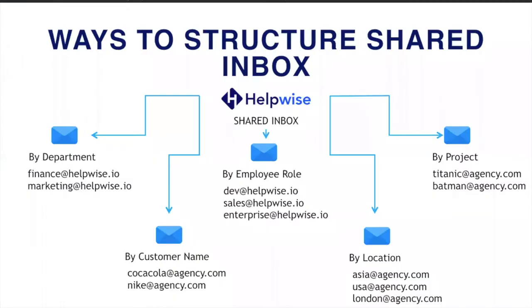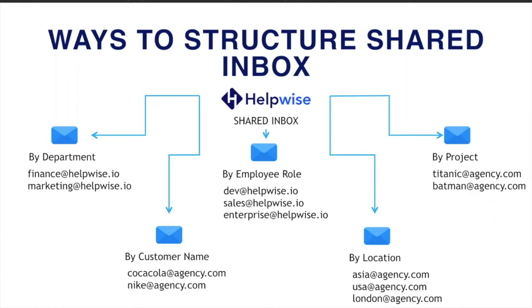Now, there are multiple ways to structure the shared inbox. And as you can see on my screen, I've listed some methods. So the five methods are by department, by employee role, by project, by customer name, and by location. Now, by department is the most popular method of structuring your inbox. So most mid-sized companies with a maximum of 20 employees per department opt for this method. So each department has their own shared email address, as you can see on my screen, finance@helpwise.io or marketing@helpwise.io.